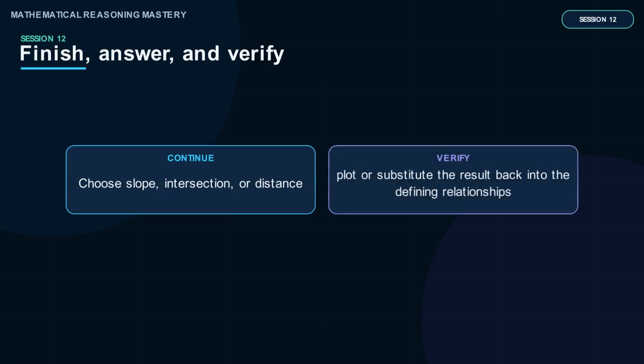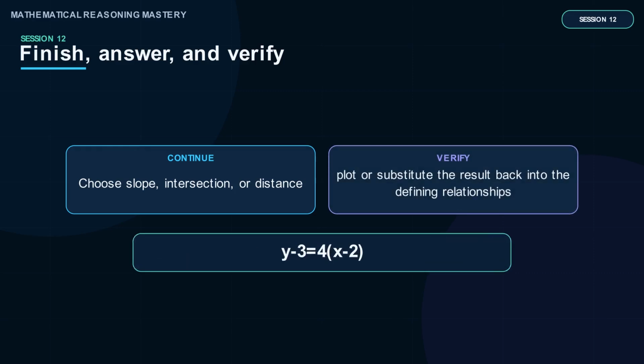The mathematical conclusion is y minus 3 equals 4 times (x minus 2). State it with any required units, interval notation, or restrictions. The final answer is y minus 3 equals 4 times (x minus 2). Compare it with the exact target and reject any choice that represents a common intermediate step. Verify from another direction. Plot or substitute the result back into the defining relationships. The check should use evidence independent of the original calculation whenever possible.